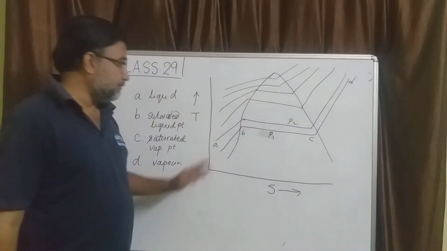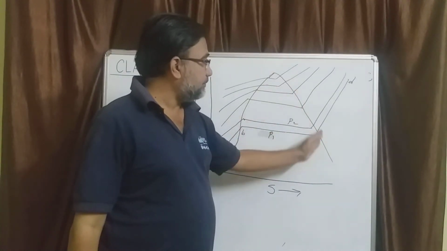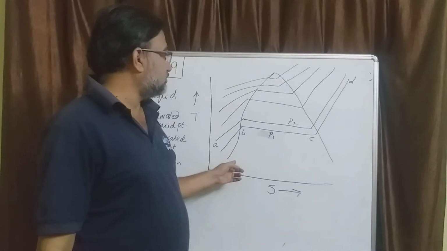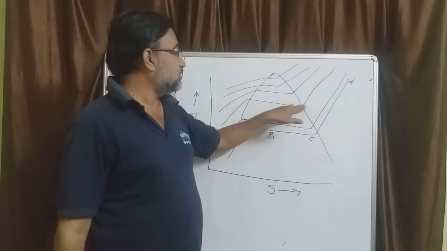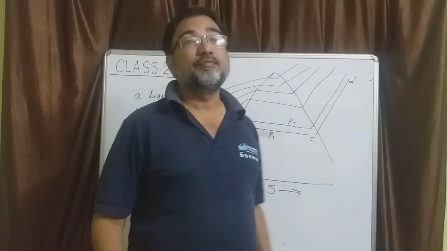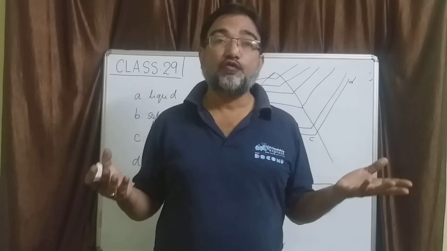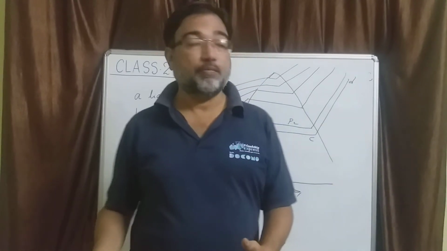Now look at this diagram. This is a TS diagram, there is a dome. The right hand side represents the saturated vapor lines. The left side represents the saturated liquid lines. In between, the straight lines are representing constant pressure lines and constant temperature lines where the phase change is taking place from liquid to vapor.